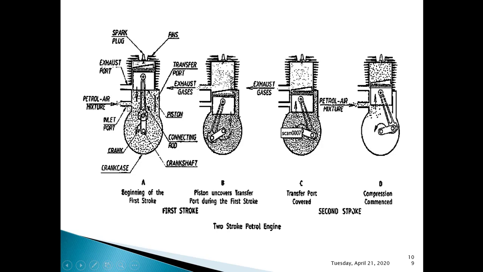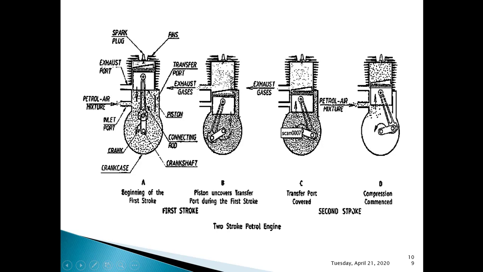Then we will discuss the position of these ports. The inlet port is provided below the exhaust port. Next, the position of the transfer port: the transfer port is provided diametrically opposite to the exhaust port, but at a slightly lower level. You can see that this is where the exhaust port is located, but this is the transfer port.